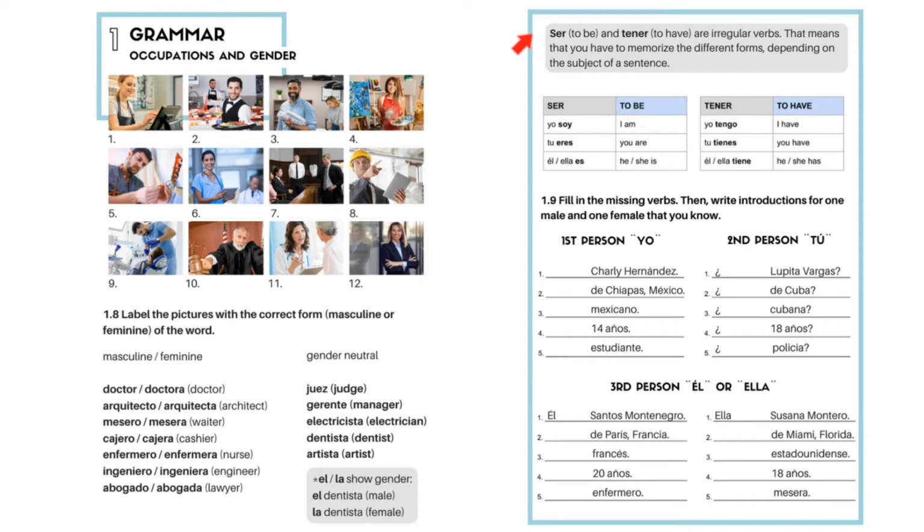And then for ser and tener, ser is the most important verb most commonly used in the language, and tener is number 2. And like many of the common verbs, they're irregular. So you just have to memorize the conjugations. Yo soy is I am. Tu eres is you are. Él or ella es is he or she is.